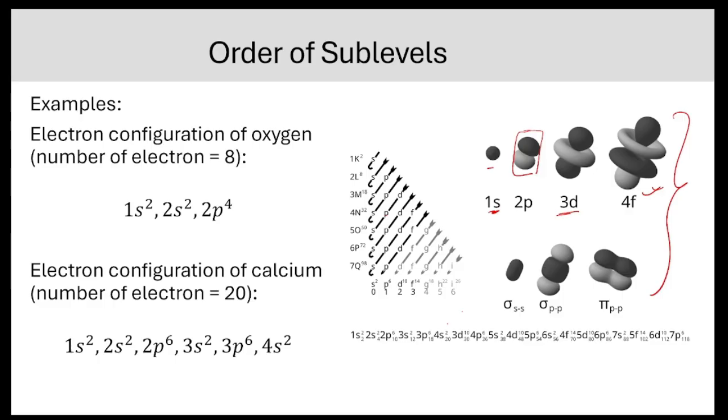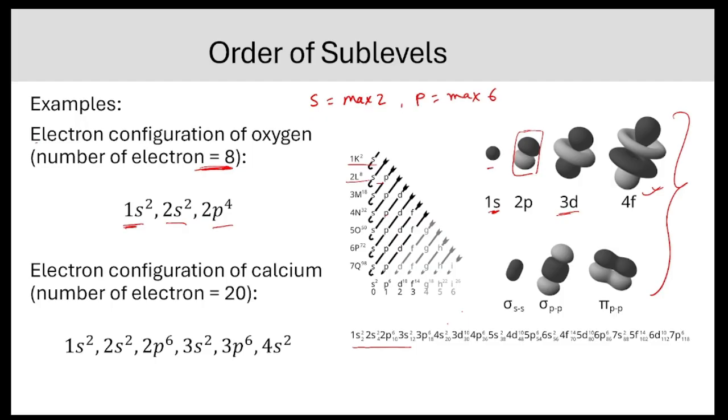And let's look at an example of oxygen. If you go back to a periodic table and find the atomic number of oxygen, the atomic number of oxygen is 8. That means we have 8 electrons in an oxygen atom. And now we know the general trend of the electron configuration. This is 1s, 2s, 2p. And we also know an s subshell can have a maximum of 2 electrons. P can have a maximum of 6 electrons.